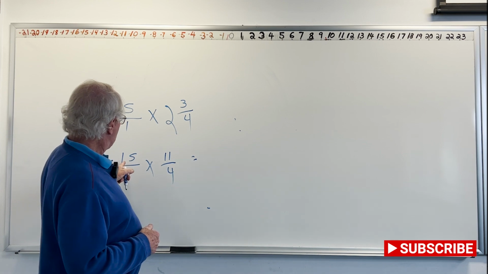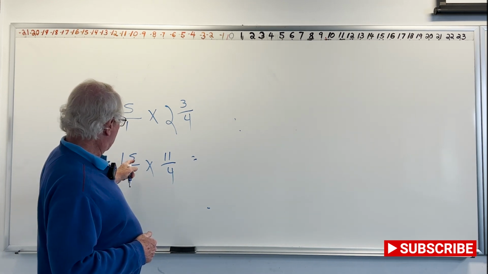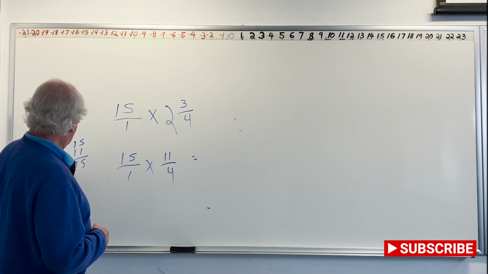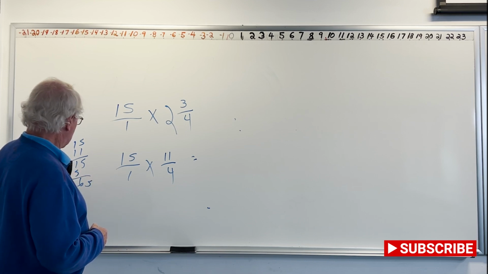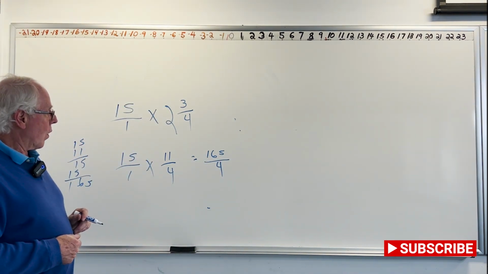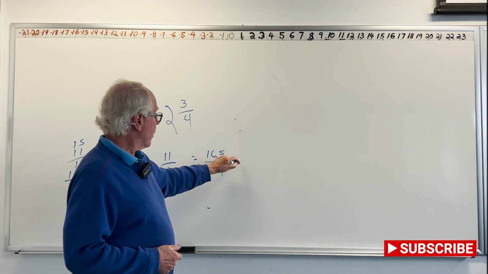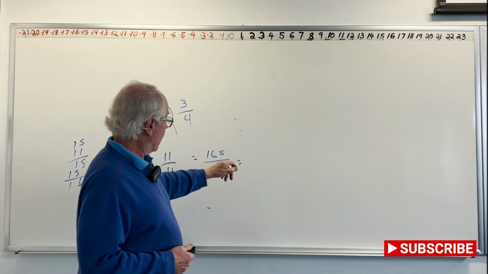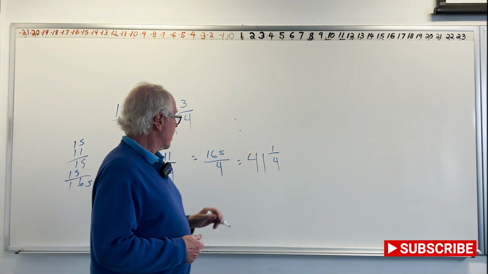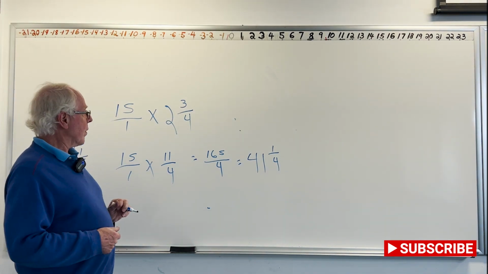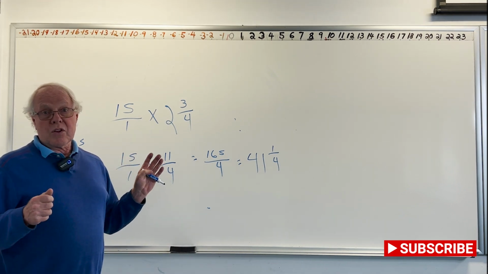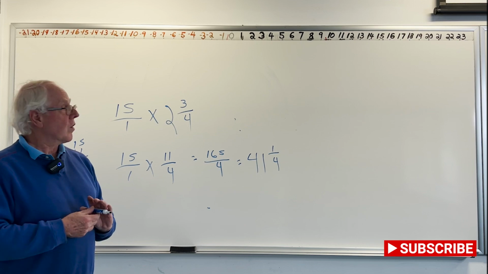And I don't know what 15 times 11 is. I think it's going to be 165. Let's see here. Correct. 165 over 4. Improper fraction. All right. Let's just turn it into a mixed number. 4 goes into 16 4 times. 4 goes into 5 once, with a remainder of 1, 1/4. 41 1/4. Okay? So we did a couple of different steps here. If any of that's confusing, again, my advice would be stop the video, go back, go over it, and see if that works for you.